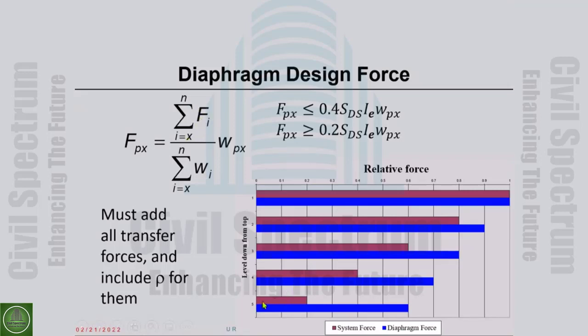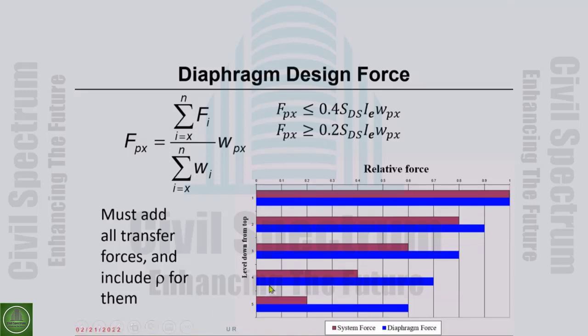That distribution is shown in red in the picture. This is a 1, 2, 3, 4, 5 level building. At the top level, you see the force. Next level, it is lower. Next level, it is lower, and so forth.